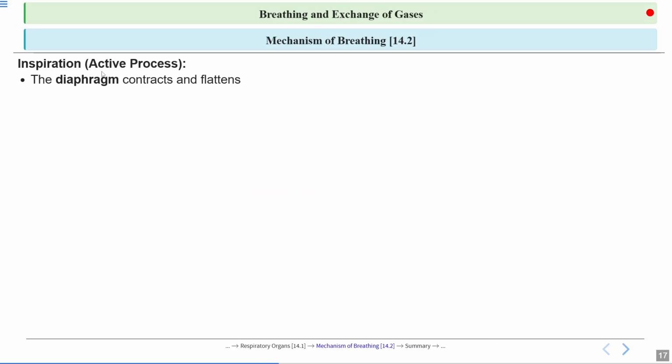Now let's talk about inspiration. So inspiration is an active process. It requires energy. Now what happens during inspiration? The diaphragm will contract and it will flatten. Now the external intercostal muscles contract, lifting the ribs and the sternum. So these are all the processes which are occurring during inspiration. First of all, the diaphragm will contract, and the external intercostal muscles.